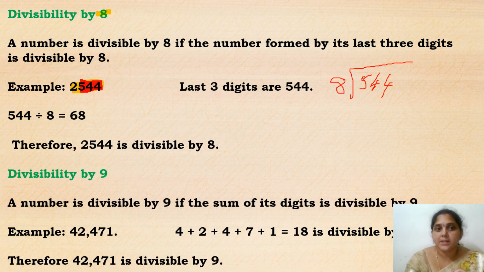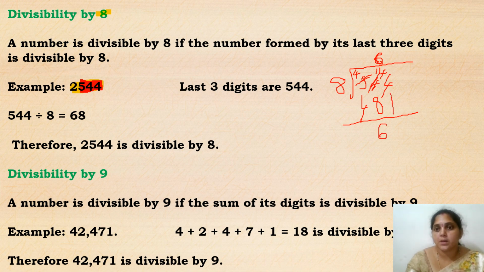So what is my answer here? 8 6s are 48. What is my remainder here? From 4 I can't remove 8. So what do I have to do? I have to borrow the digit from the hundreds place. When I borrow, it will become 4 and it will become 14. So from 14, if I remove 8, what am I going to get? I am getting 6 here.